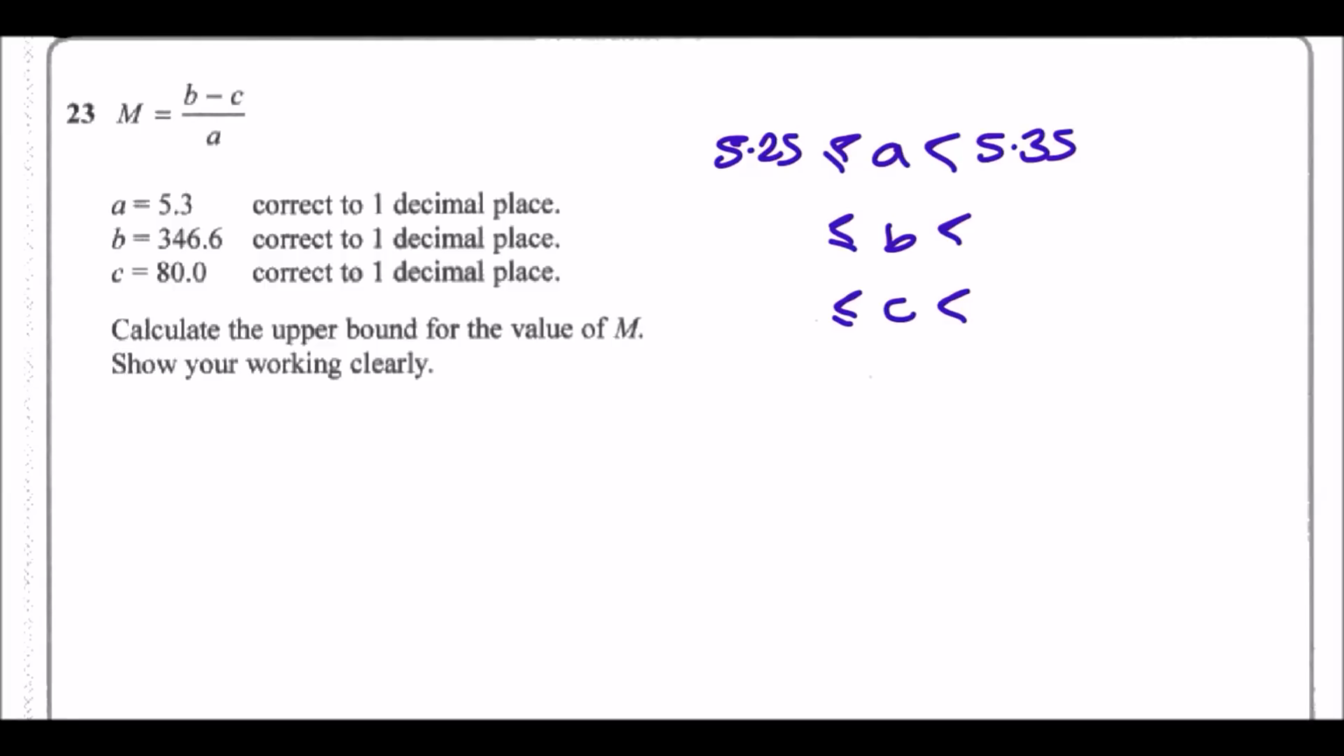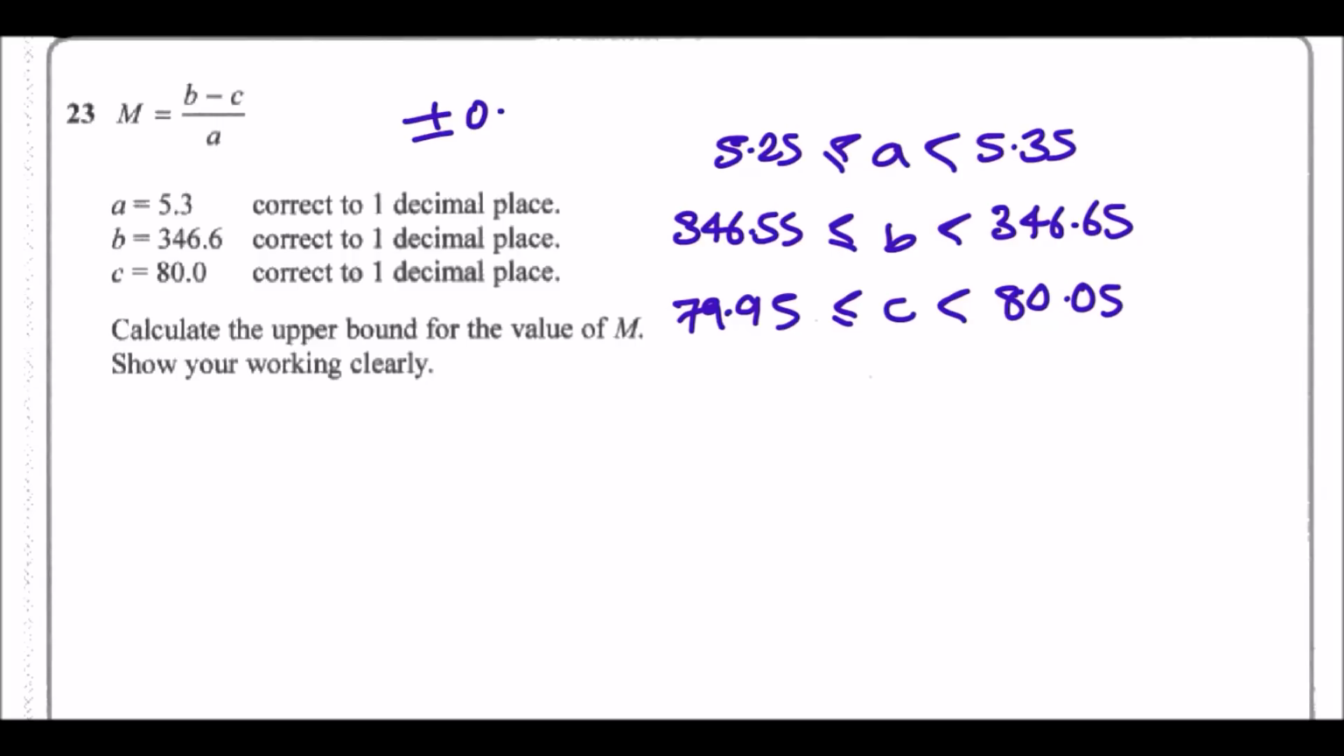For the B bit, the upper bound will be 346.65, and the lower bound will be 346.55. Same thing for C. Instead of 80.0, the upper bound will be 80.05, and if you go back a bit, it will be 79.95. Again, all the same bounds. So it's just plus or minus 0.05 for everything. Okay, not bad. Now, let's actually answer this question.